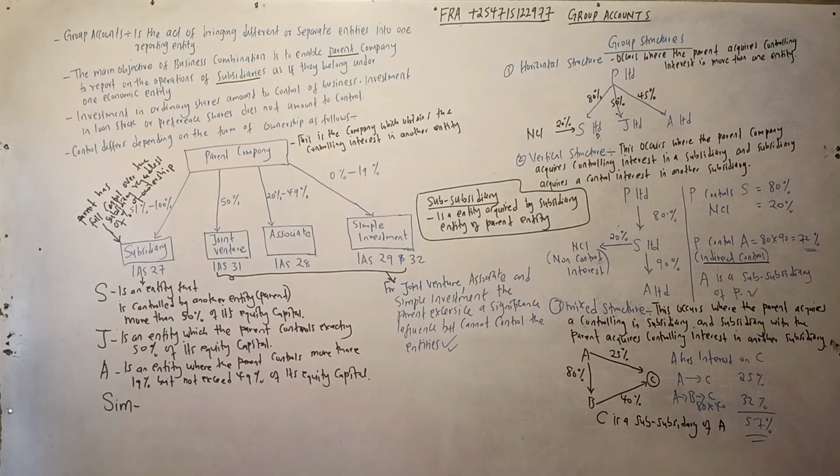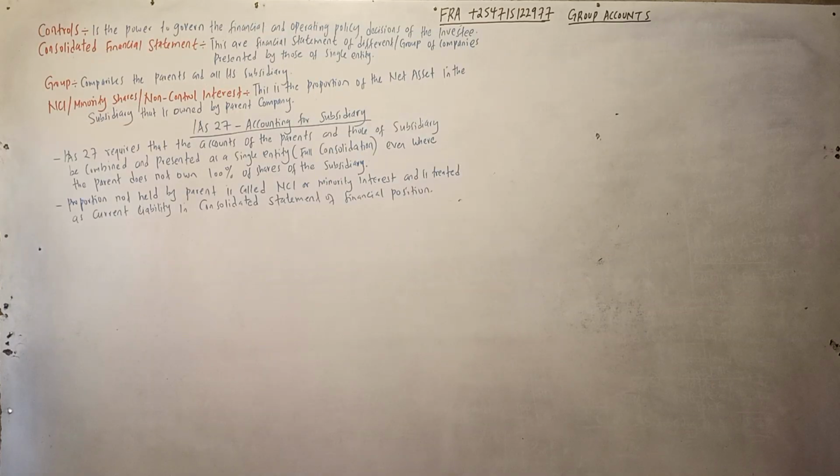I think at that point it is not bad. So let's talk about IAS 27 a bit, just a small aspect of it. It's about the accounting for the subsidiary. Now, before we talk about IAS 27, as you can see on my board, we have something to do with control.